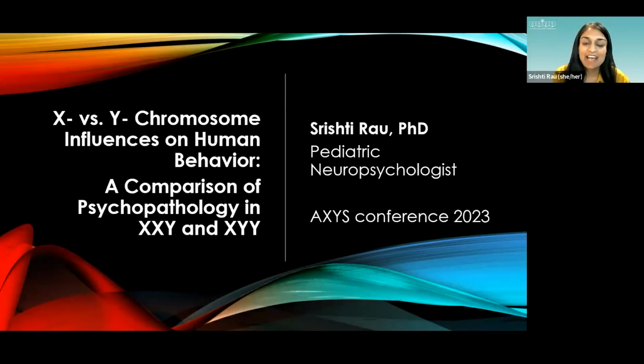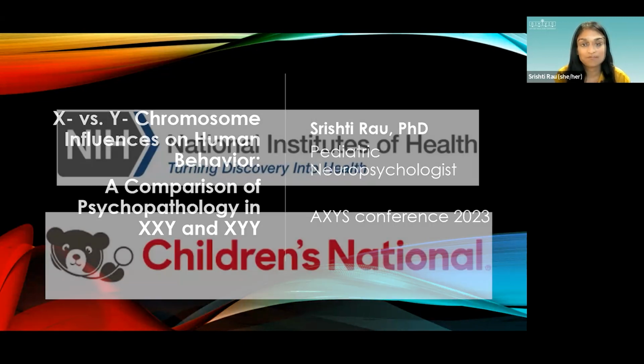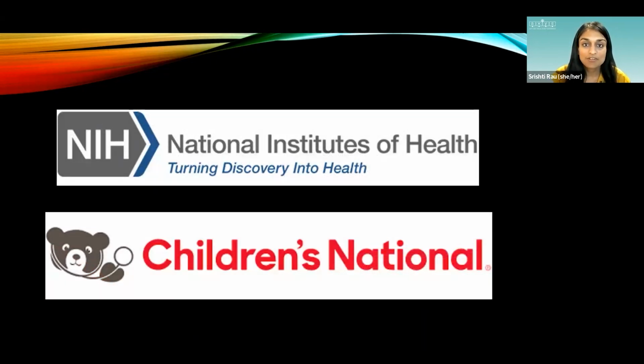Hi, today I will be speaking with you about the influences of X and Y chromosomes on human behavior and looking at a comparison of psychopathology between XXY and XYY. So I'm a pediatric neuropsychologist at Children's National, and I collaborate with Dr. Armin Rasnahan's team at the NIH in the section on developmental neurogenomics. I imagine some of you listening may have participated and come through our study before the pandemic.